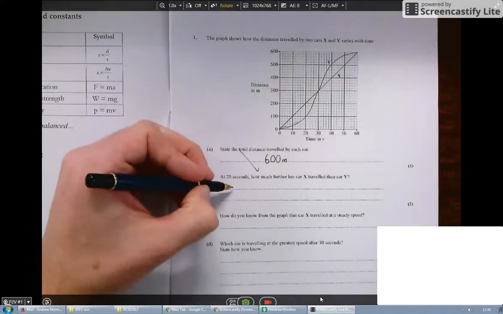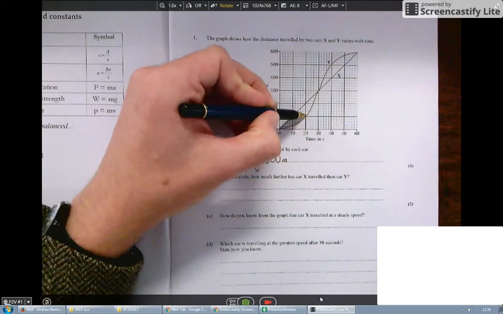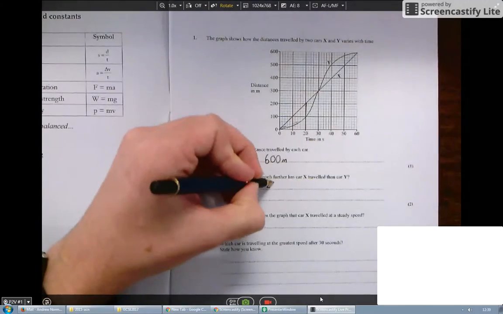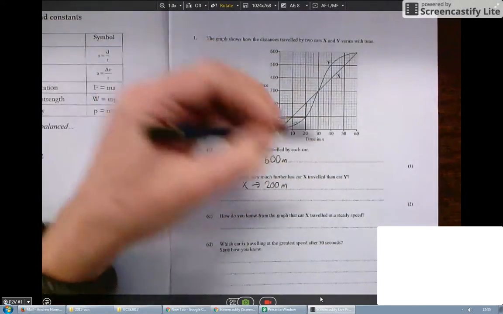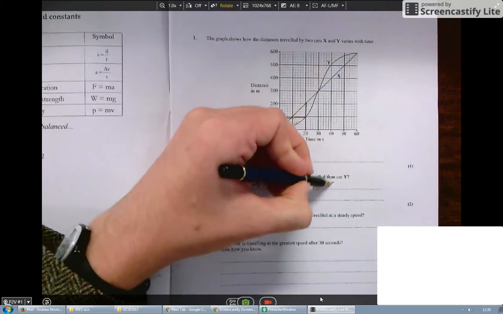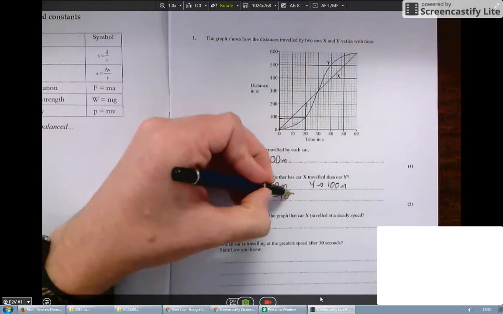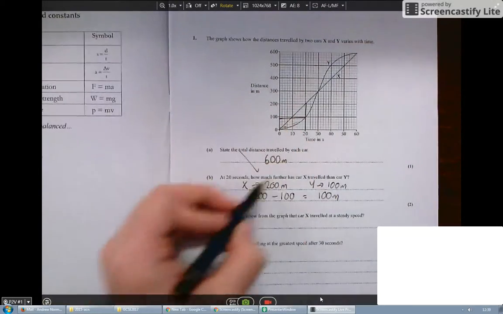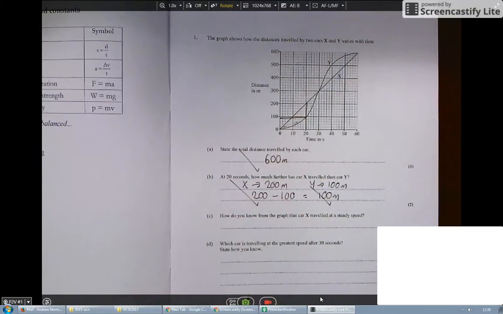At 20 seconds, how much further has car X travelled than car Y? At 20 seconds, we can read off that car X has travelled 200 metres, whilst car Y has only travelled 100 metres. That means the difference, 200 take away 100, gives us 100 metres as the final answer. 1 mark for reading the two values off the graph, and 1 mark for the answer.